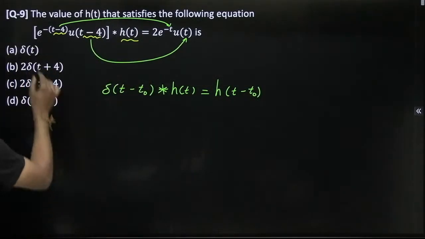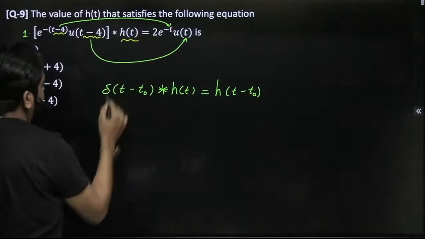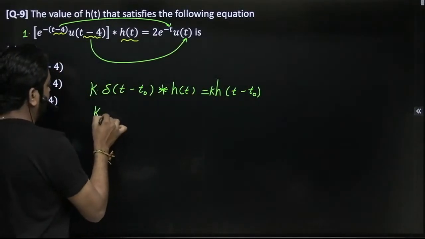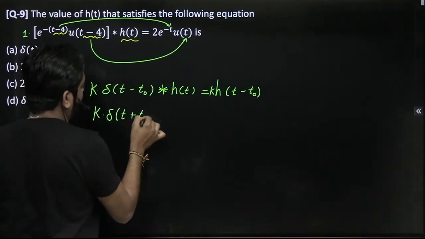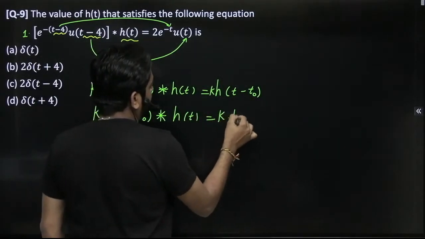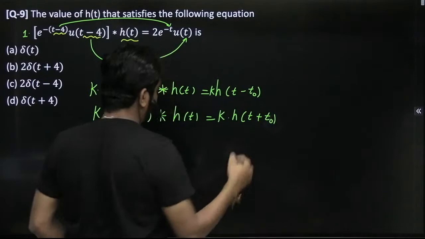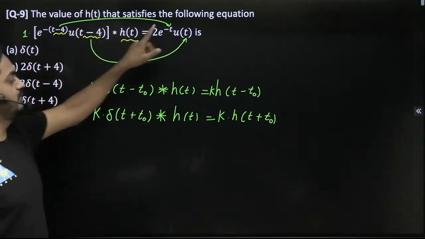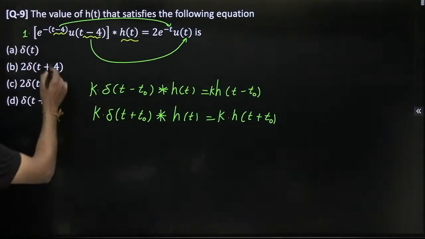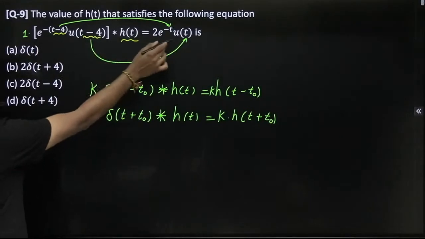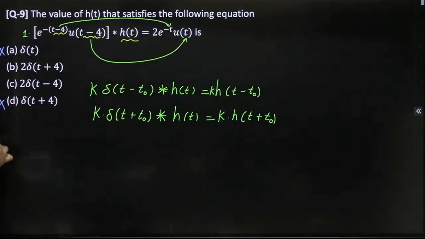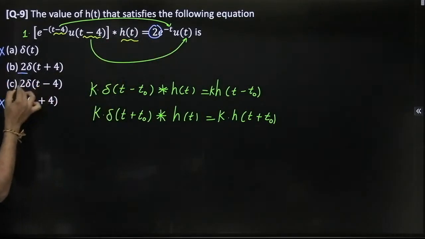Okay, amplitude here is 1 and here the amplitude is 2, guys. Suppose the amplitude is k here, yes or no? Similarly, k delta of t plus t naught convolved with h of t will be k into h of t plus t naught. Now here t minus 4 becomes t, guys. So h of t should be h of t. See, the signal remains the same, exponential and u of t. So simply the amplitude is 2. So option A is not possible, option D is not possible because here the amplitude is 2. So options B and C are possible.